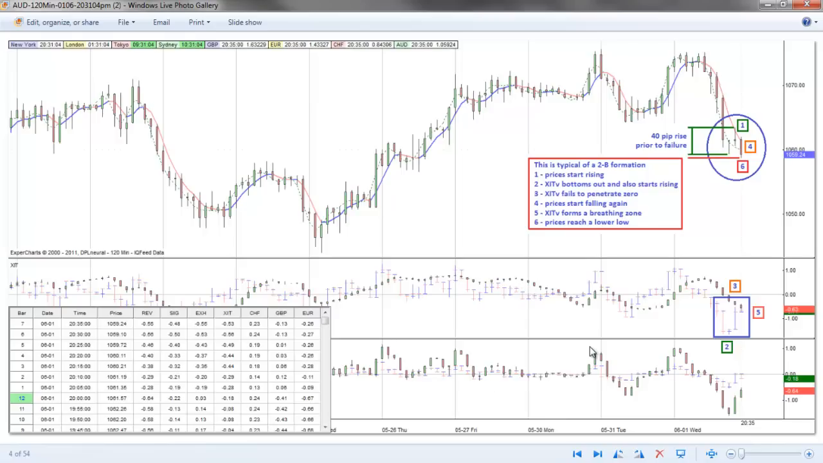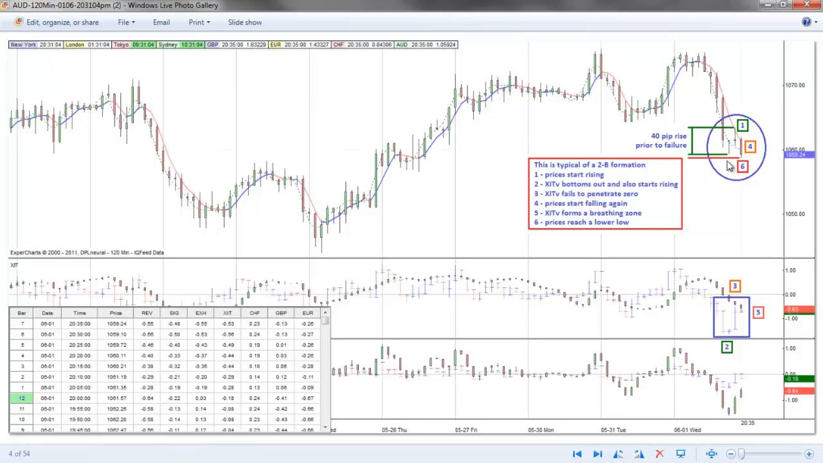What you're actually looking for when you're looking for these sorts of 2B formations or 1, 2, 3 formations, depending on how they actually look and what's going on in the market. You can see here there's a significant down move in the Australian dollar, and each of these candles represents a 2-hour time period. It looks like there's a slight slowdown in the move, or a pullback, or it looks like the move might be ending.